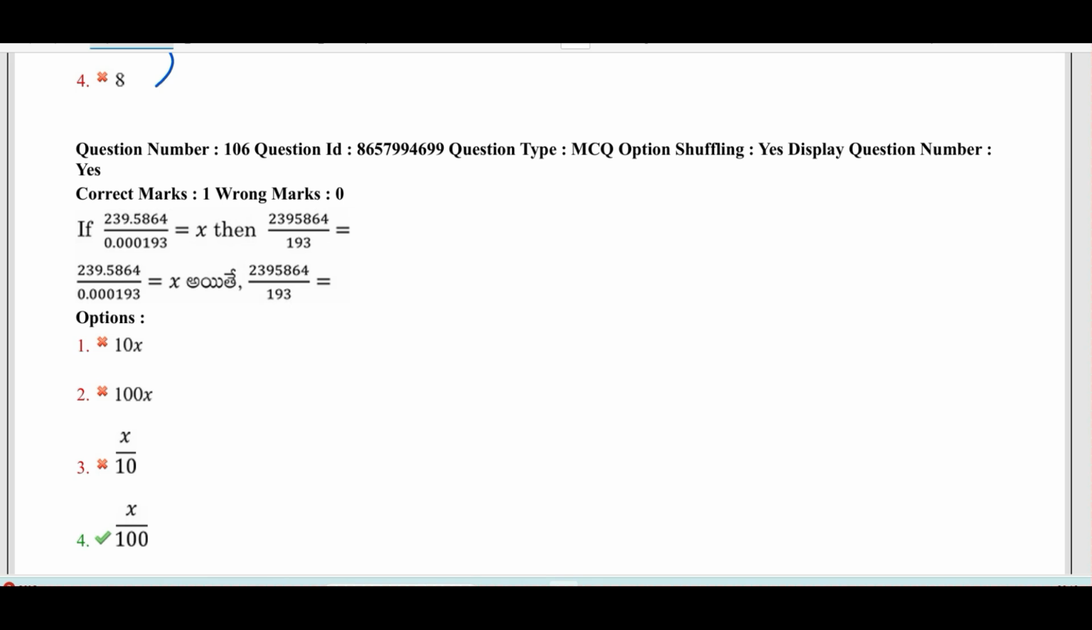239.5864 divided by 0.000193 is equal to x, and we are asked to find out this value. First మనకి ఏమి ఇచ్చినాడు? 239.5864 by 0.000193. This is equal to x.